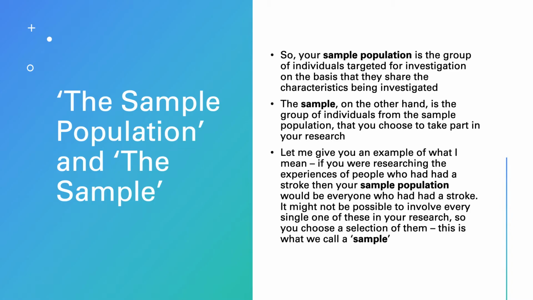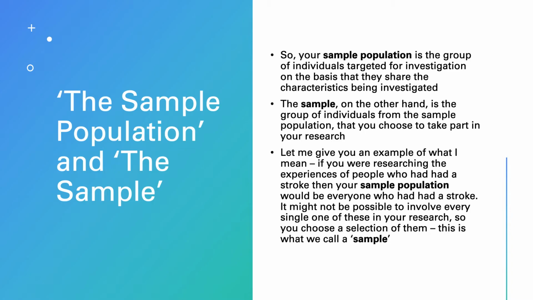But it's not always going to be possible to involve each and every single person in your research, because it just would not be realistic. So what you then choose is a selection of people from that sample population, and that is what we call a sample. Your sample population is everybody who's had a stroke. Your sample might be a selection of people from that bigger group, and they're the ones who might take part in your research. So your sample is smaller.